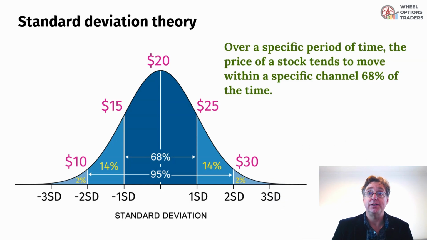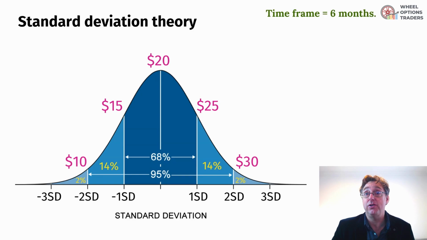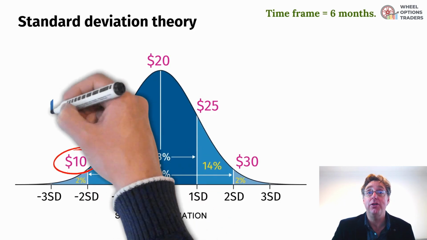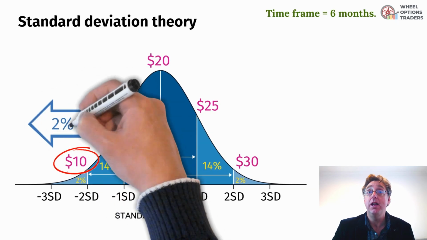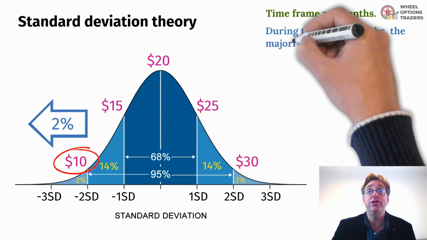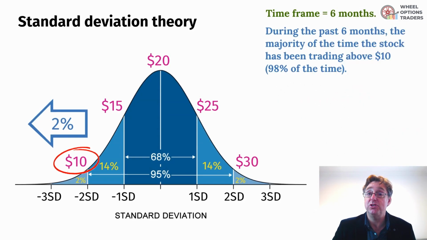Let's look at it this way. Say we set our standard deviation time frame at 6 months, which is our default setting on our TradingView indicator. If this stock is currently trading at $10, it has only been at or below that price 2% of the time in the past 6 months. So it's very little time below it. Therefore, we can safely say that during the past 6 months, the majority of the time the stock has been trading above $10, which is 98% of the time.